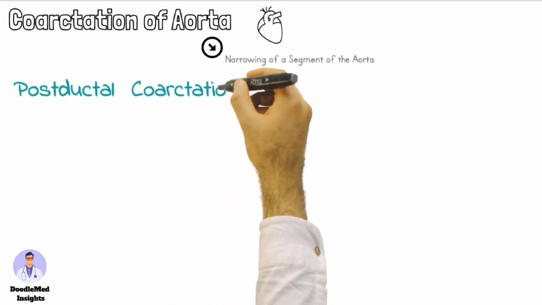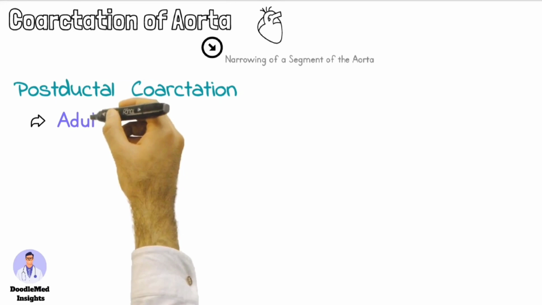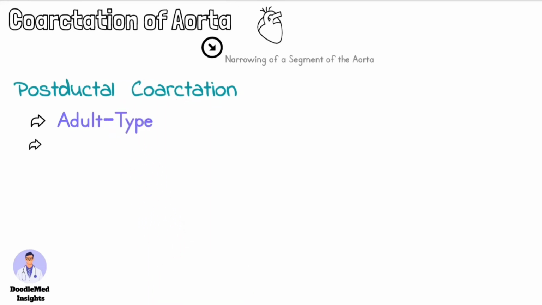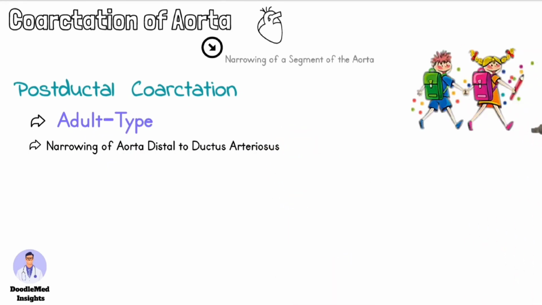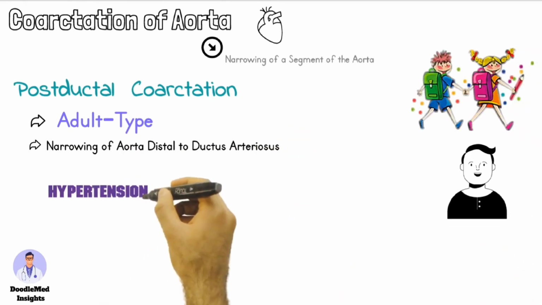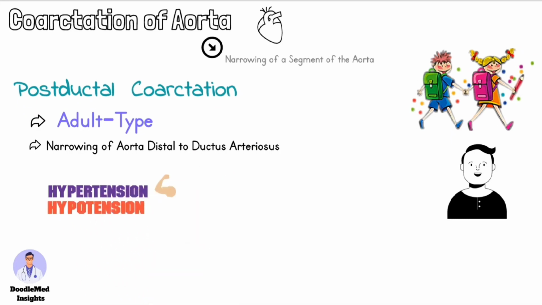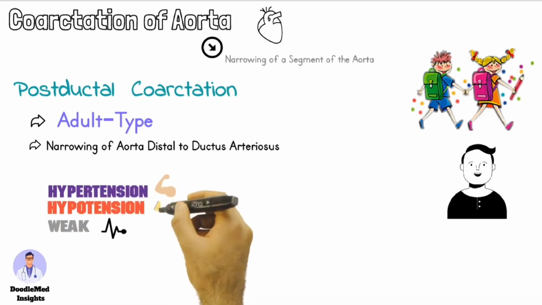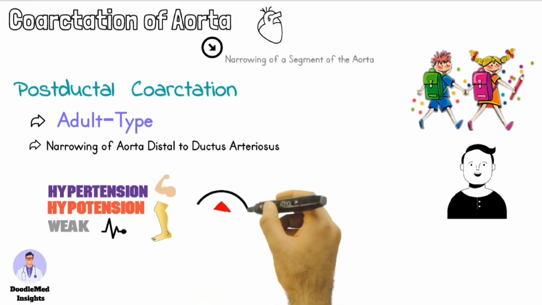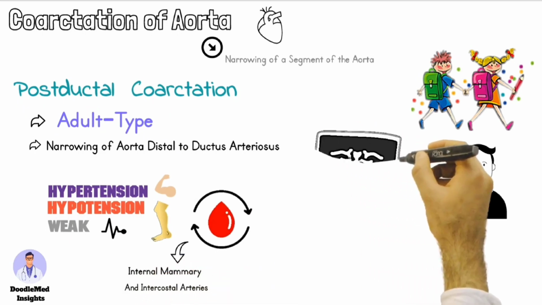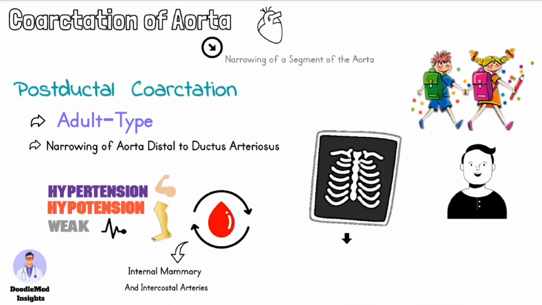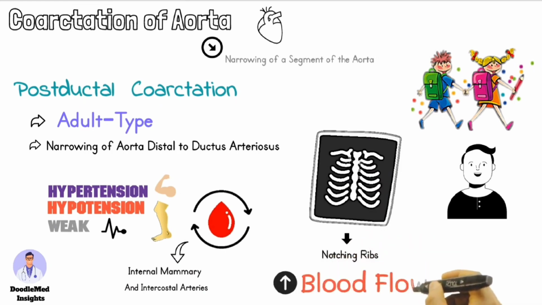Postductal coarctation, or adult type, causes a stricture, or narrowing of the aorta, distal to the ductus arteriosus. This can present in both children and adults, with hypertension in the upper extremities, and hypotension and weak pulses in the lower extremities. Collateral circulation may develop through the internal mammary and intercostal arteries, which can be seen on chest X-rays, with notching of the ribs, due to increased blood flow through these arteries.